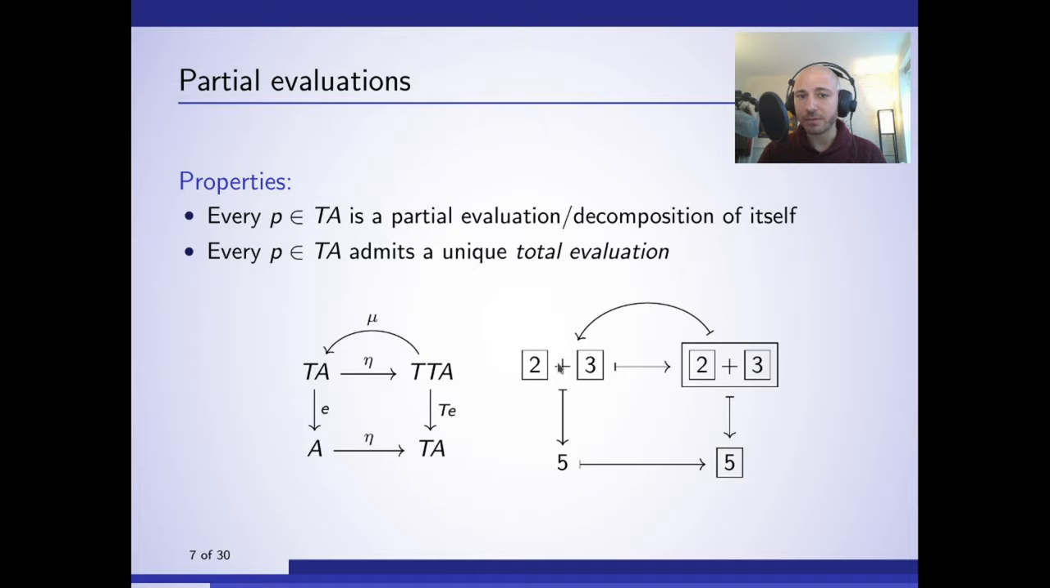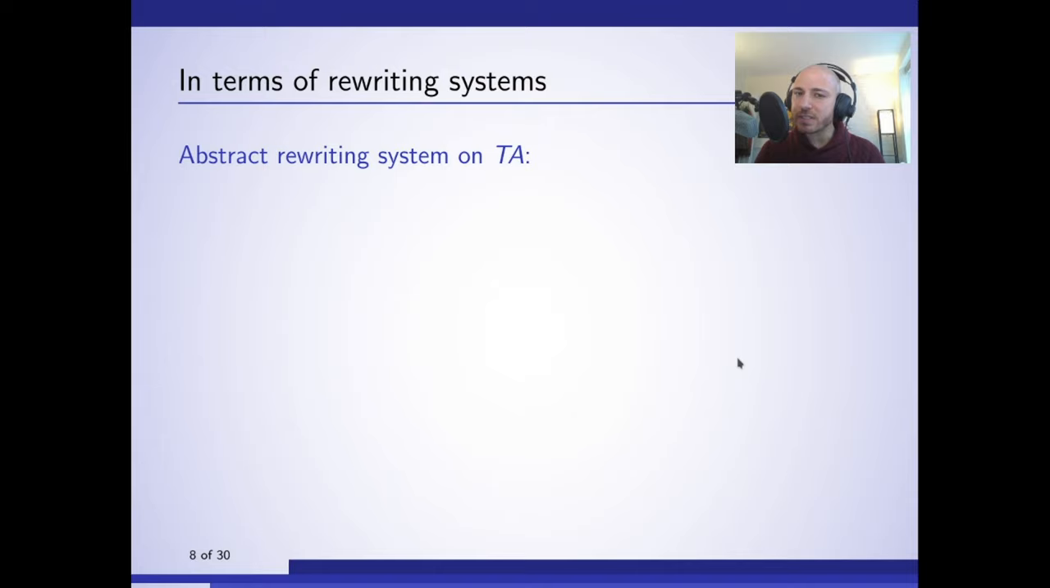So this is consistent. Doing nothing is a partial evaluation. We have identity arrows, if you want, and we have total evaluation, so those are a special case. Makes sense, because partial evaluations should generalize evaluations. So that makes sense. All right. In terms of a rewrite system, if you write this as arrows, what this tells us is that this is reflexive, so you can stay where you are. And moreover, this is confluent.